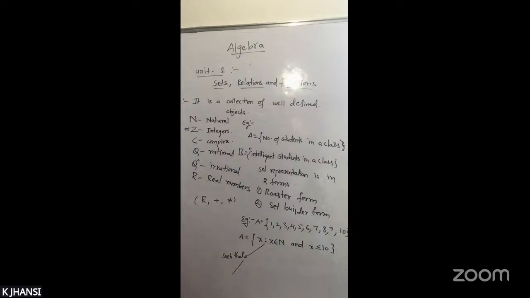Any numbers you can take, either even numbers, that is 2, 4, 6, 8, 10, you can write. And here you can write x such that x belongs to N, that is natural numbers, and x is an even number, which is less than or equal to 10. If you expand this one, it is the roster form. And if you write the meaning here in this form, it is called a set builder form. So these two forms are important for solving the theorems.